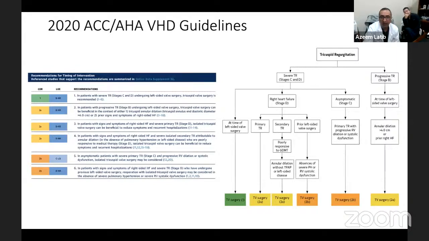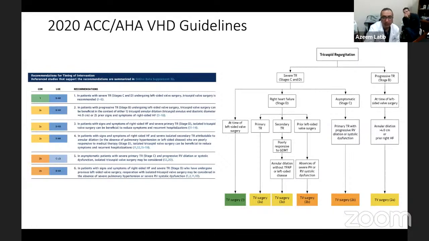And if you have progressive TR and you're undergoing left-sided valve surgery and you have annular dilatation greater than 4 or prior right-sided heart failure, then tricuspid valve surgery is recommended. So you should treat the tricuspid at the time of the patient's undergoing left-sided surgery, right? But if you look at class 1 indication, there's only one class 1 indication for tricuspid, and it says in patients with severe TR undergoing left-sided surgery, tricuspid valve surgery is recommended. So that's the only class 1 indication, right? The rest are all class 2 indications.